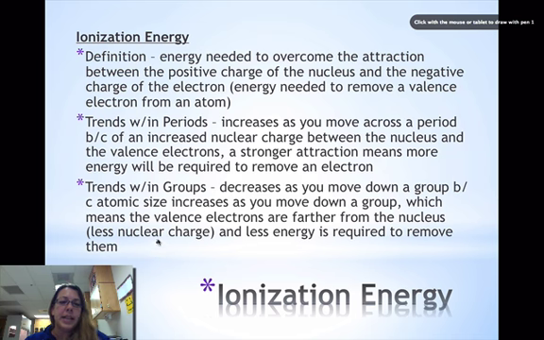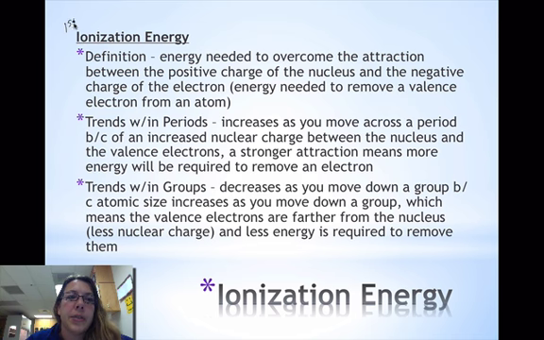All right, next one is ionization energy. Here's the definition. It's really big and long. This is kind of the abbreviated one. It's the energy needed to remove a valence electron from an atom. And we're only talking about first ionization energy, so just removing 1 electron and that is it. Trends within periods, they're going to increase as you move across a period. So as we go across those rows, it's going to get more because of increased nuclear charge.